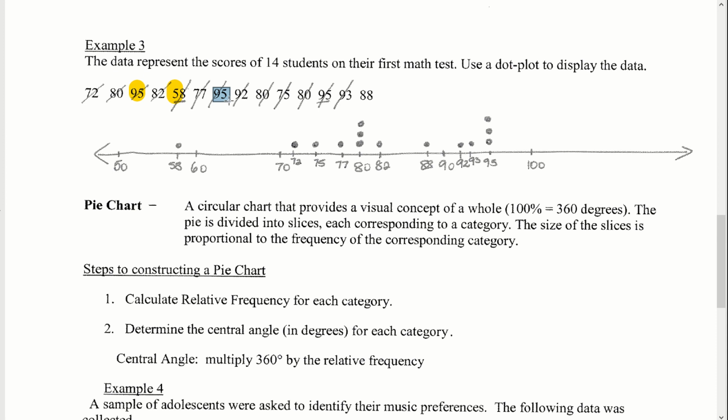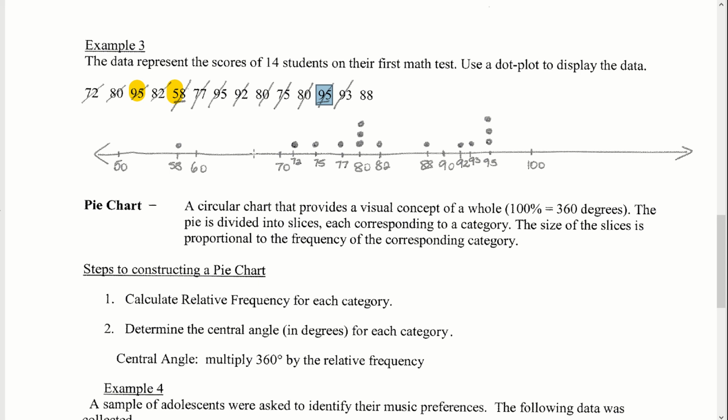And the way that gets visually represented using a dot plot is you just make a second dot directly above your first one. And then for every instance of that number getting repeated, you simply keep making dots above the 95, going up. So this would be our dot plot when it's all put together.